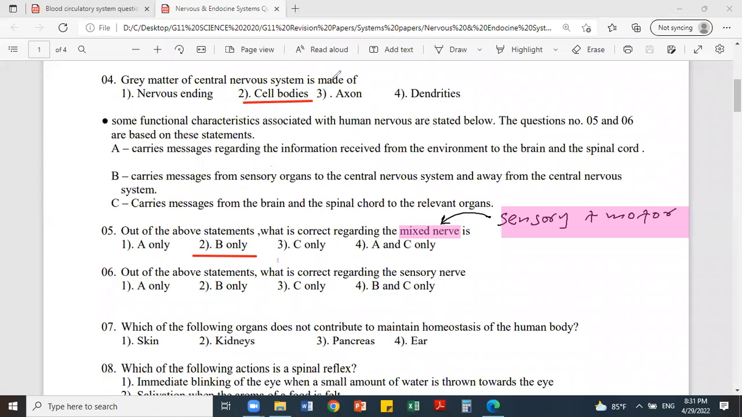So what is the best answer for question number 6? Any volunteers? First answer. Yeah, very good. Answer is the first one. Now you can see, you can get questions from the nervous system like this. They'll give ABC statements and they can make it more complex if they want. Right, next one.